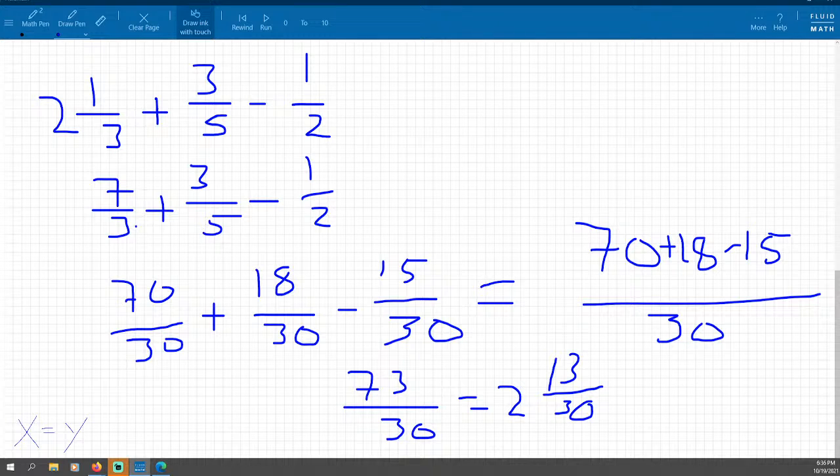So the reason you don't want to end with 73 over 30 is because it was a mixed number represented in the problem. So you want the answer to represent what was presented to you. Piece of cake.